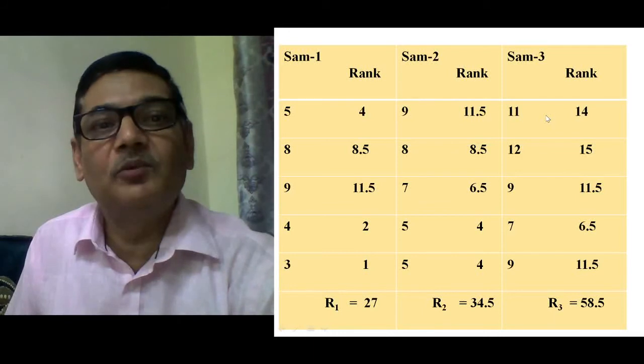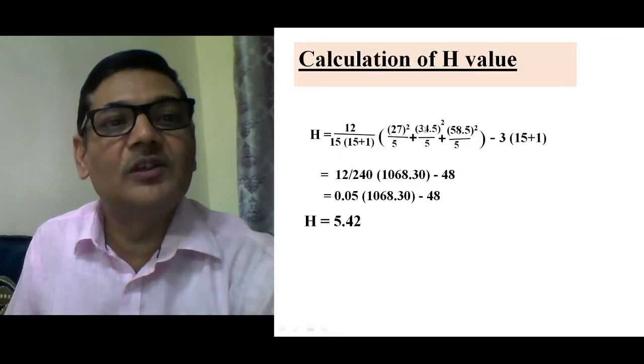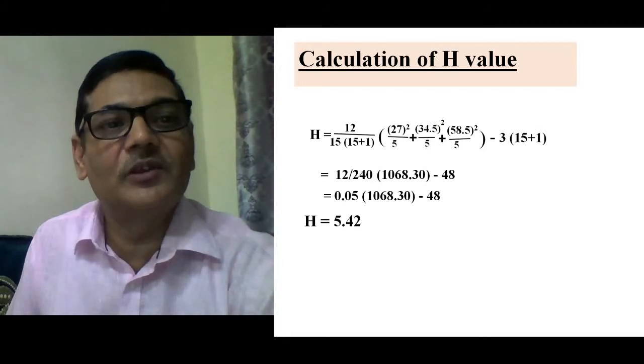Now we have to simply put these values in the formula, the H formula. So H is equal to 12 divided by n into n plus 1. So this will be 15, because a total of 15 observations are there, into 15 plus 1, and this figure will be multiplied with 27, that is R1 square. R1 square means the sum of R1 that comes 27, so 27 its square divided by 5 because 5 individual cases are there in sample 1, plus 34.5 its square divided by 5.